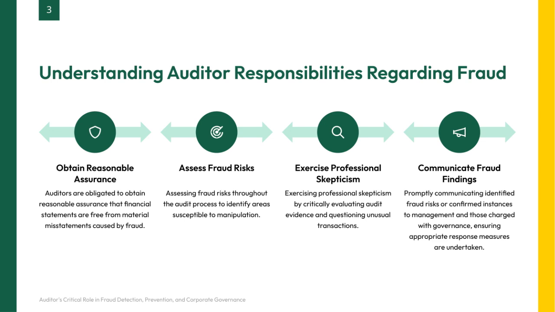It's also crucial that we exercise professional skepticism at all times. This means critically evaluating the audit evidence we gather and not taking things at face value, especially when we encounter unusual or unexpected transactions. We need to ask the right questions and remain alert to inconsistencies. Finally, when we identify any fraud risks or confirm instances of fraud, it's our duty to communicate these findings promptly to management and those charged with governance. This ensures that appropriate actions are taken to address the issues and help protect the integrity of the financial reporting process.